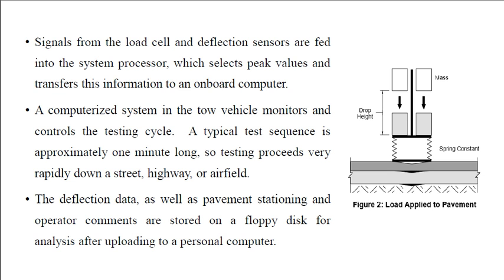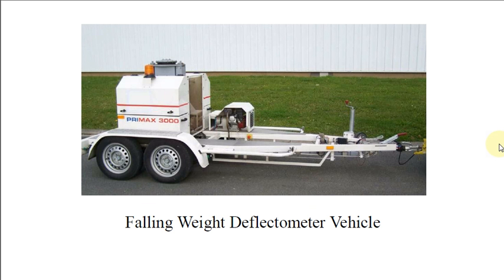The typical test sequence is approximately 1 minute long. The testing proceeds very rapidly down a street, highway or airfield. The deflection data as well as the pavement stationing and operator comments are stored on a floppy disk for analysis after uploading to a personal computer. So this is a falling weight deflectometer vehicle which is being used.